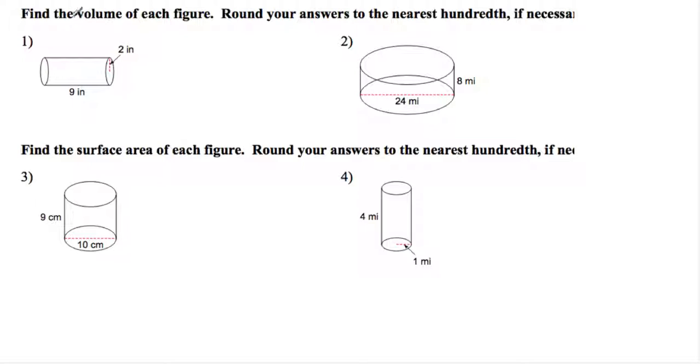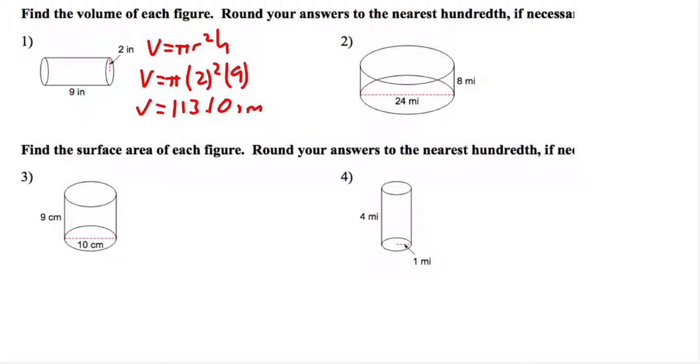Okay, so let's take a look at this now. And so we have the volume of each cylinder. So the volume for the first one is pi r squared times height. So the volume is pi, here we can see the radius is 2, so 2 squared, times the height, which in this case is 9. And so we have that the volume is 36 pi. But because we are rounding our answer to the nearest hundredth, we want to say that this is 113.10 inches cubed. And that's the volume there.